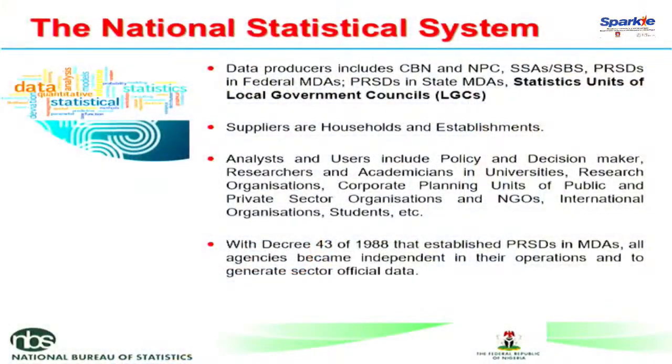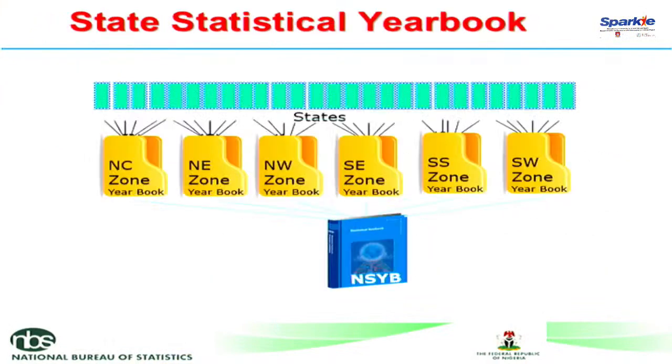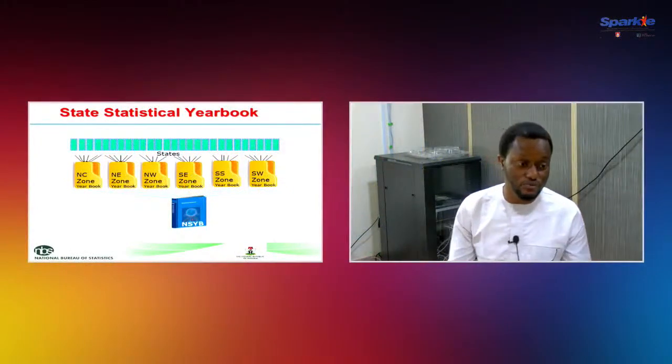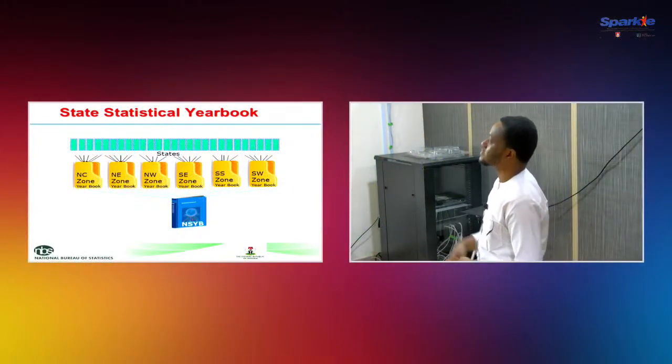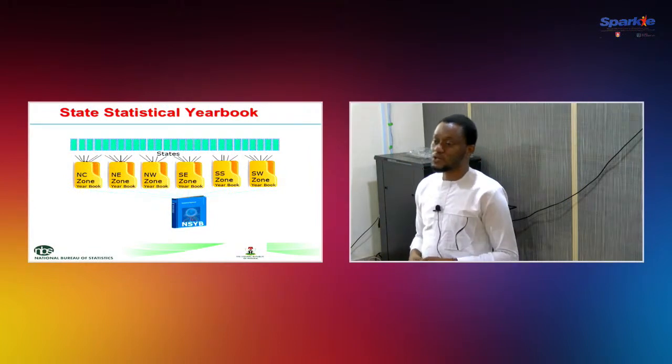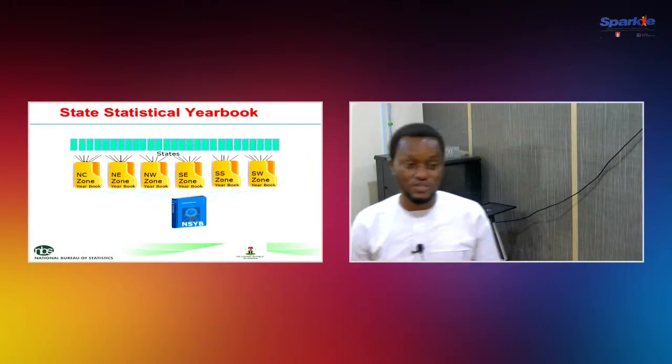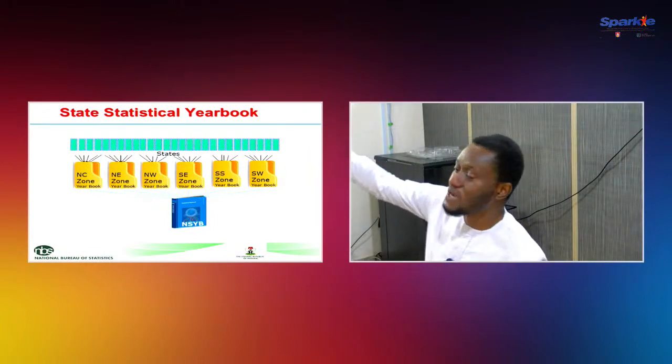So, with what NBS is doing, we have the State Statistical Yearbook. We compile from the various states' Bureaus of Statistics to produce a statistical compendium, which is like a yearbook. And in doing that, because of the financial implications, some of these things are done in different ways.